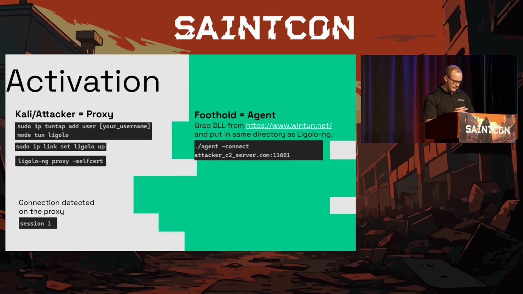Okay, so to move on, we're going to start on the Kali attacker side. You're going to do these commands, and what you're basically doing is making a tunnel interface that you can use to add almost like a VPN connection. It's going to look very similar on your Kali machine. Let's assume default Kali credentials, so your username is kali. You're going to do sudo ip tuntap add user kali mode tun ligolo. After you enter that command, you'll enter the next command, sudo ip link set ligolo up.